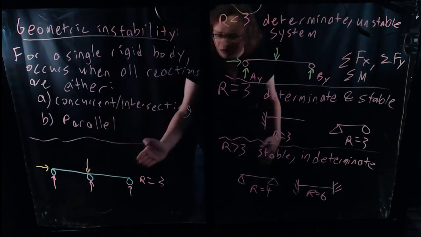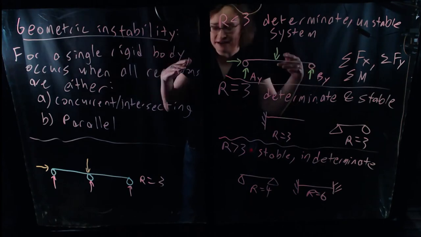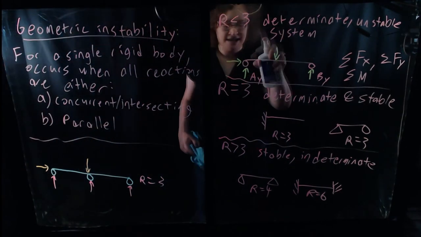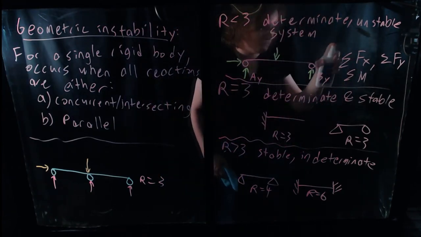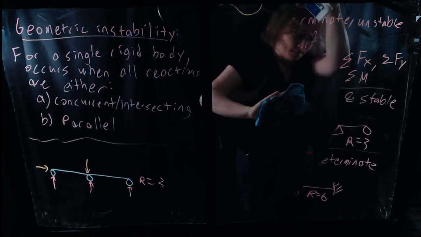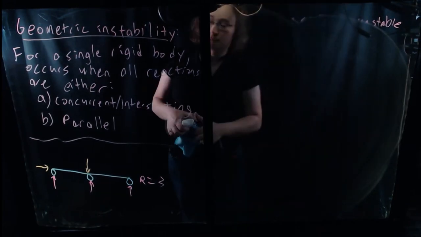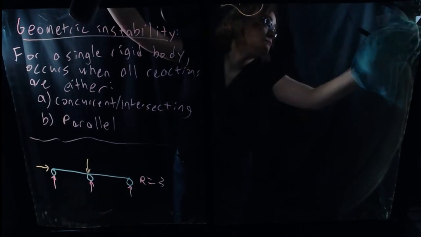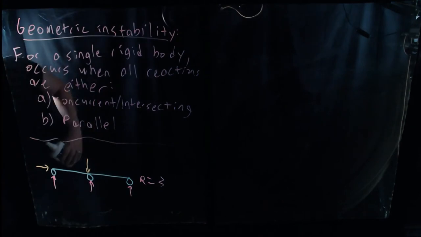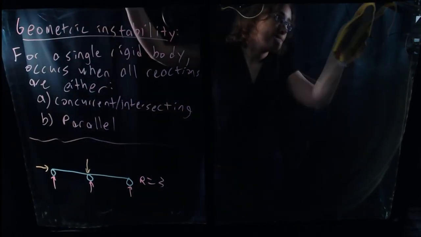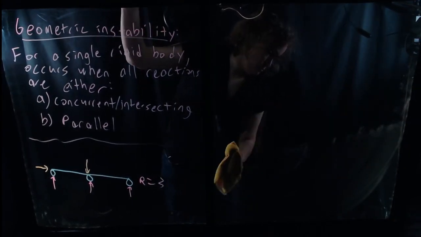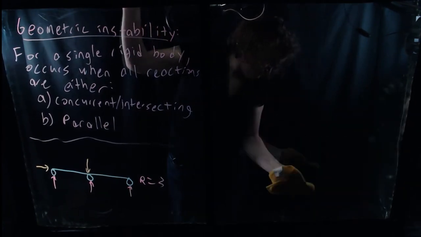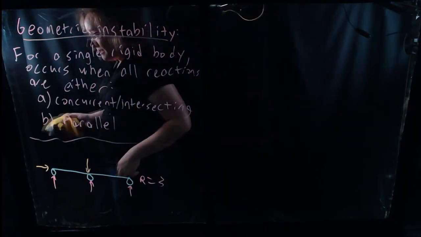So here we have reactions that are parallel, but the same can occur if the lines of action all intersect at a single point. Let's take a look at the case of intersecting lines of action, and how we can get geometric instability that way.